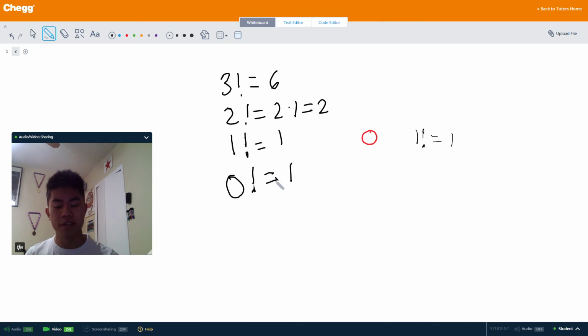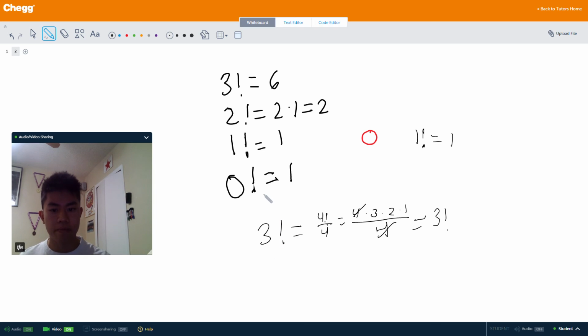Alright, another way you can prove to yourself that 0 factorial is 1. We can say, for example, that 3 factorial is equal to 4 factorial over 4. Right? Because then we get 4 times 3 times 2 times 1, put it all over 4. Well, the 4's cancel out. You get 3 times 2 times 1, which is just 3 factorial. So if we do 1 factorial, we get 2 factorial over 2, which is 2 times 1 over 2. It cancels out to 1. Let's do 0 factorial. Using the same pattern, we have 1 factorial over 1, which is equal to just 1.